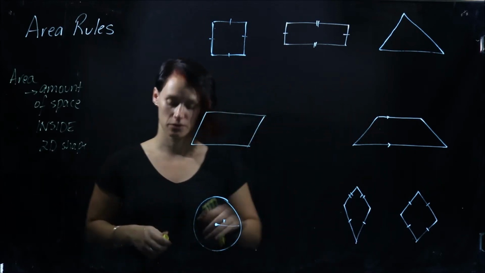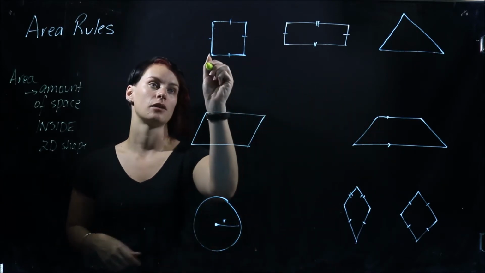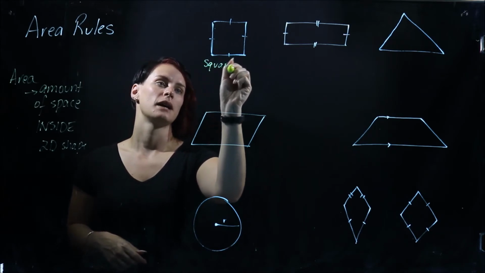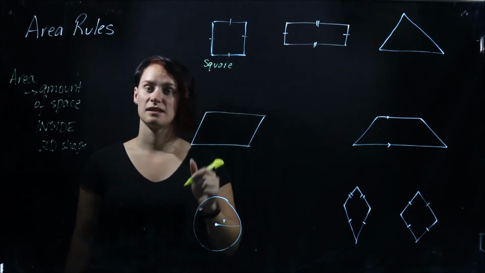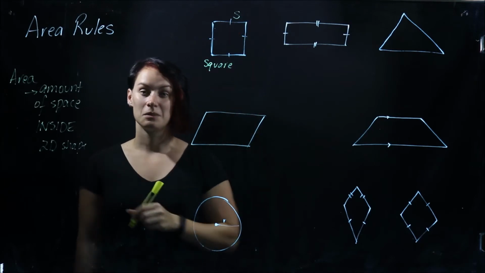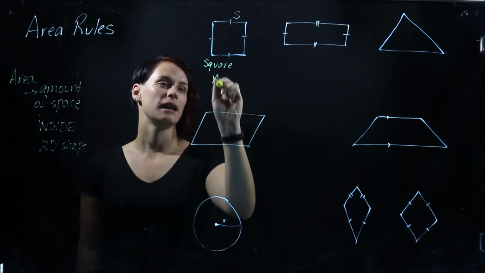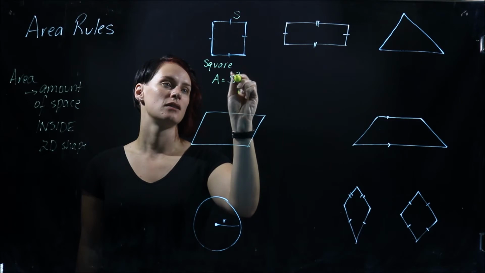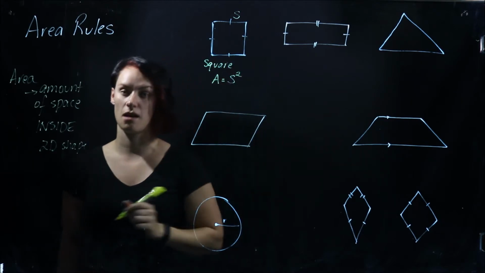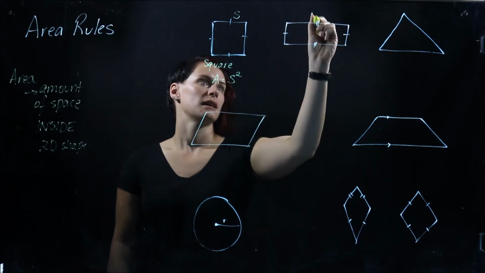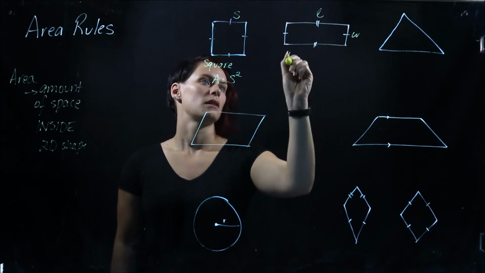Right, so we have quite a number of shapes that we're used to seeing here. Remember, there's quite a lot of rules to remember, so please write them down as you go. If we've got our square, we've got 4 sides that are exactly the same. Our side is labelled S, obviously, for side, so our area is going to equal side squared. Side times side there. This is our rectangle. We've got a length, we've got a width.